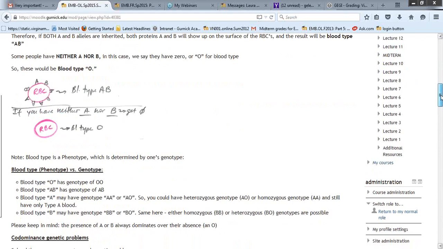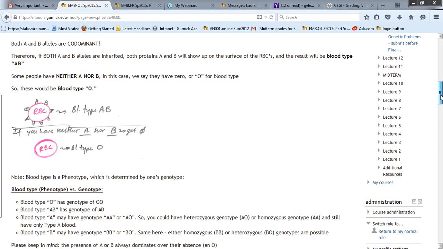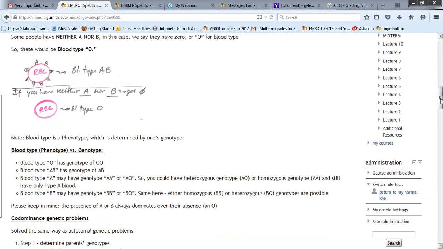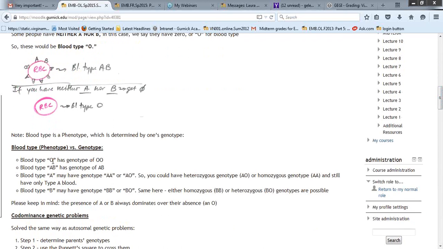So we need to clearly understand what genotypes could code for these phenotypes. When you have blood type O, it means that you have genotype O and O. So that means you have inherited nothing from mom and nothing from dad. If your blood type is AB, it means that your genotype is AB.